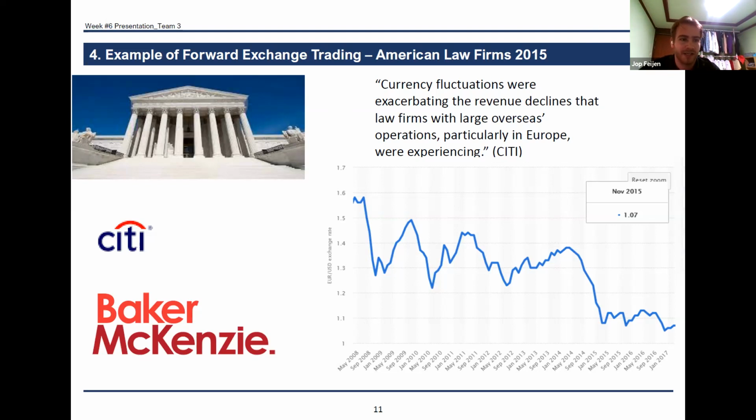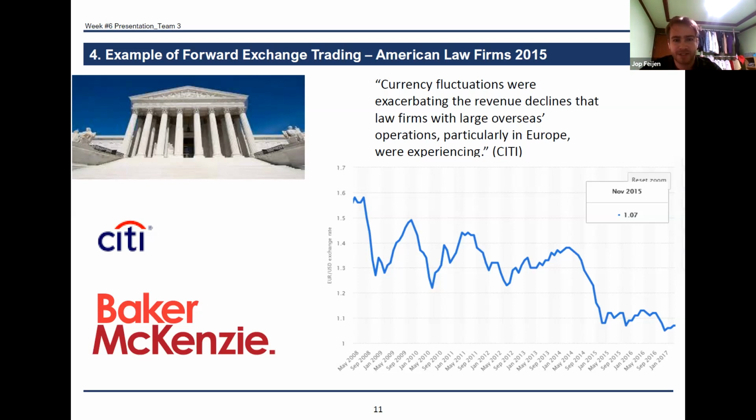As is shown at the end of 2015, in November, the euro was close to a 6-month low when compared to the US dollar, while other currencies around the world were also declining. This is shown on the graph on the right side of the screen. It shows that in November 2015, the exchange rate was $1.07 per euro.